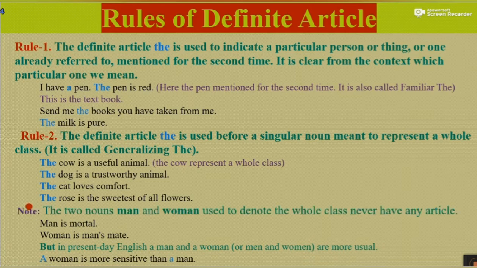Note: the two nouns man and woman, used to denote the whole class, never have any article. Man is mortal, woman is man's mate. So we need not use any article before man and woman. But in present-day English, a man or a woman, or men and women, are more usual. For example, a woman is more sensitive than a man.